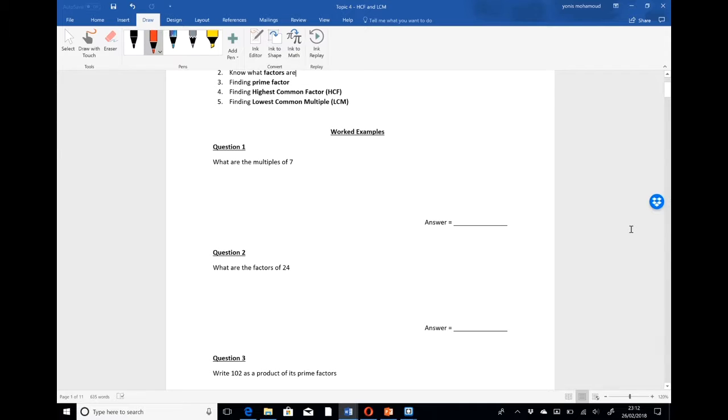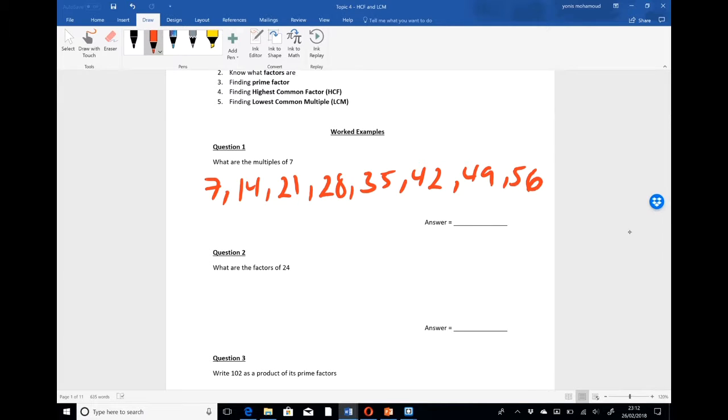Question number 1 is, what are the multiples of 7? Essentially what it's asking you to do is just write down the 7 times table. So 7, 14, 21, 28, 35, 42, 49, 56. You can keep going forever because this question doesn't specify how much, but whenever you're asked to write the multiples of 7, 3, whatever, you just write out this times table.